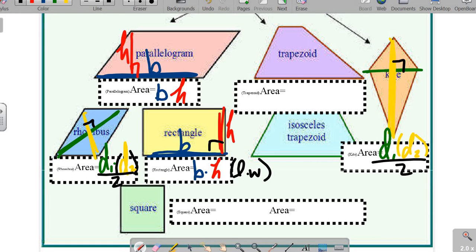A square, length times width, it qualifies as a rectangle, so it would be just side squared. But keep in mind, a square also qualifies as a rhombus. So I could also use diagonal times diagonal over 2.